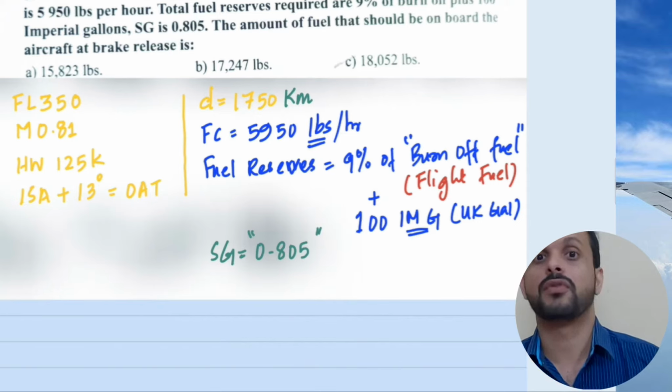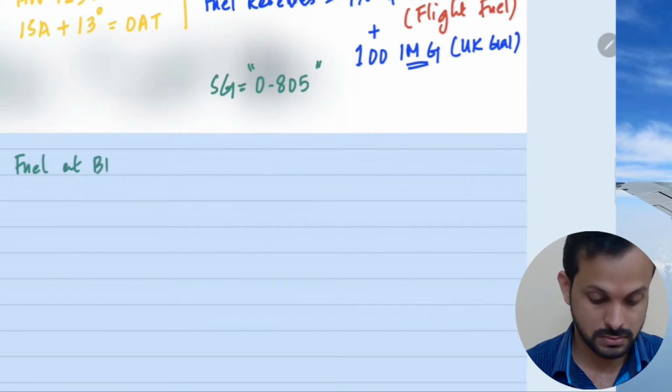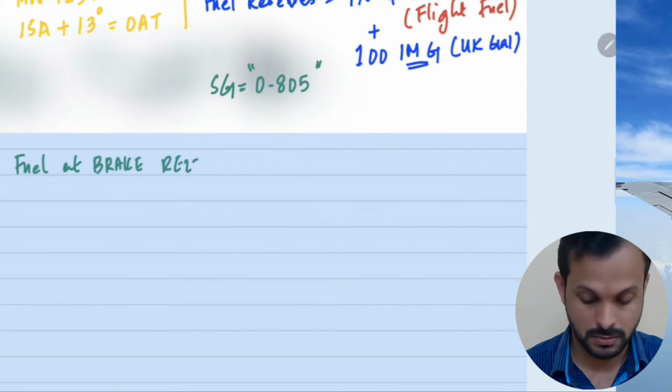So you're asked to find out the entire fuel that you should carry when you're in line for takeoff, so that you can comply with whatever is given in the question: the rate of fuel consumption, the reserves required, and the wind component given. All right, so let's see here. The whole idea here is to find out the fuel at brake release point.